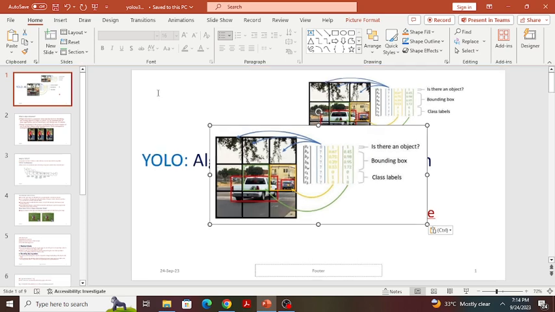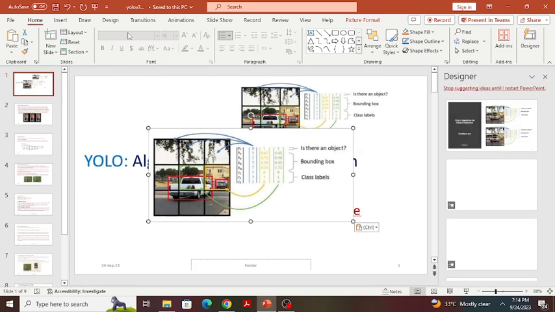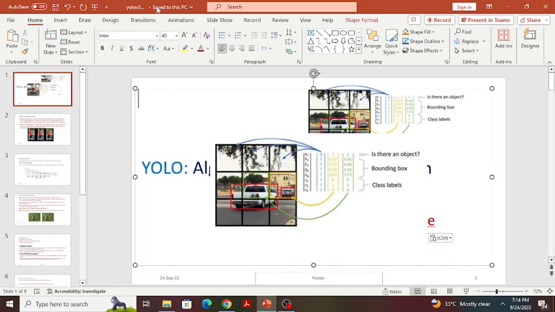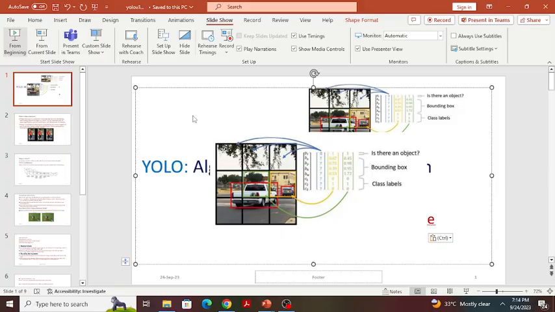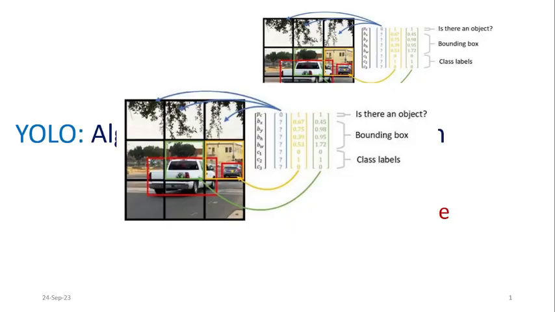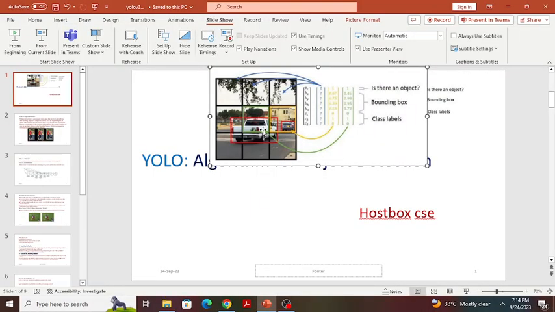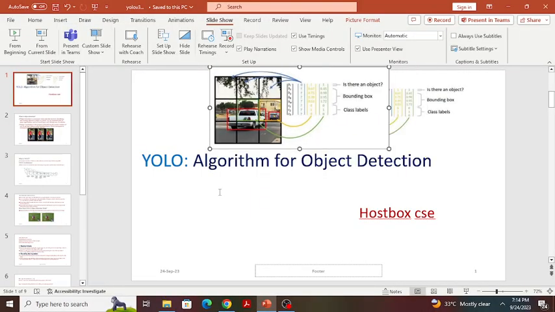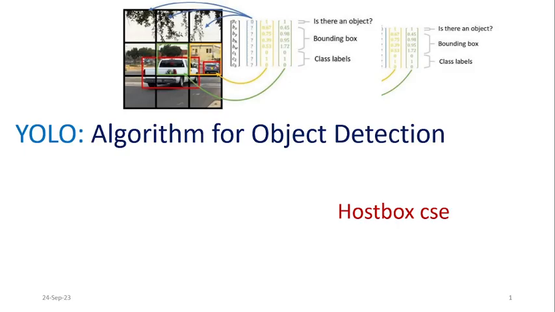Today I'm going to discuss the YOLO algorithm for object detection. YOLO means you only look once. There are versions like YOLO V3, V5, V7, V8, and so on. Today I'm going to discuss the basic one, that is YOLO V3 only.